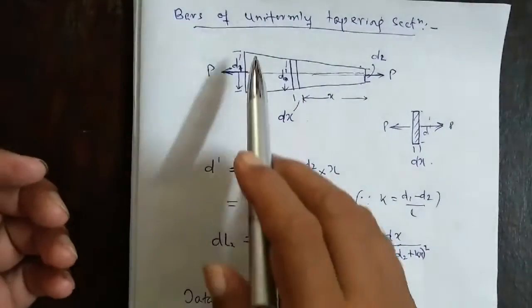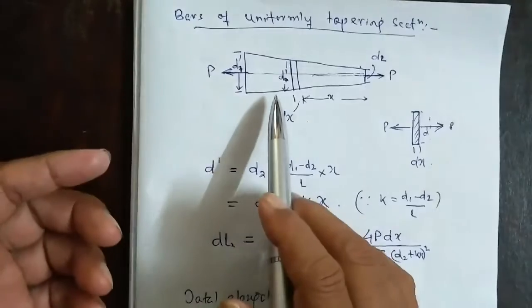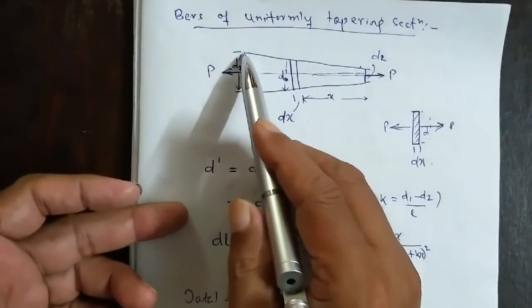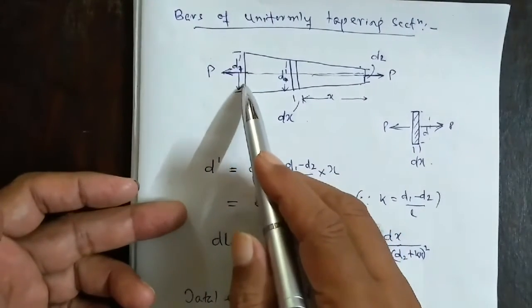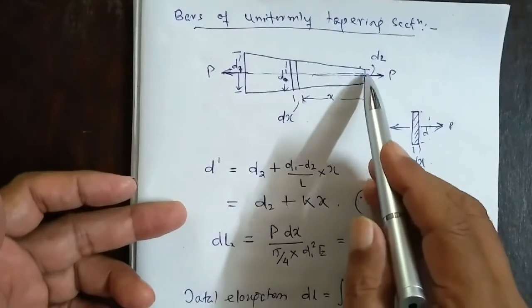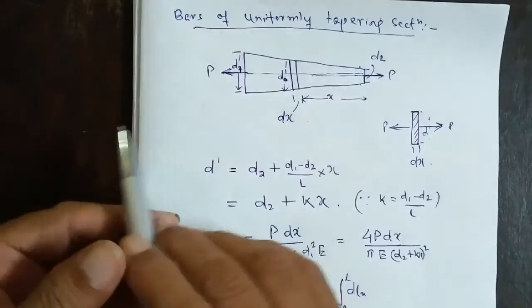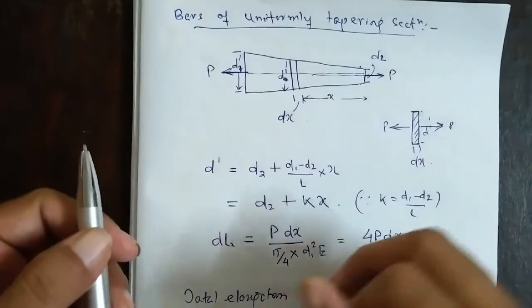Okay. Now we'll go to the other type of problems, like bars of uniformly tapering section. That means the bars are not of uniform section. The section is gradually decreasing or increasing. So how to solve them? We'll see it. So this is a bar of uniformly tapering section. It looks like this. One end of the bar has a larger diameter, the other end has a smaller diameter. From D1 to D2, it is tapered gradually.